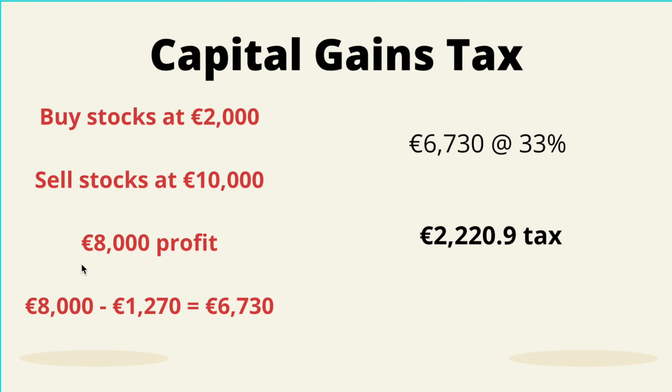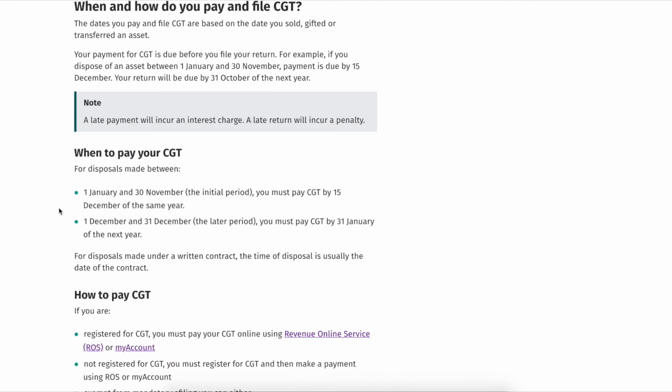In terms of when you have to actually pay your capital gains tax, if you've made the sale between the 1st of January and the 30th of November of that year, you will have to pay your capital gains tax by the 15th of December of that same year. Alternatively, if you've made the sale between the 1st of December and the 31st of December, then you'll have until the 31st of January of the next year to pay it.